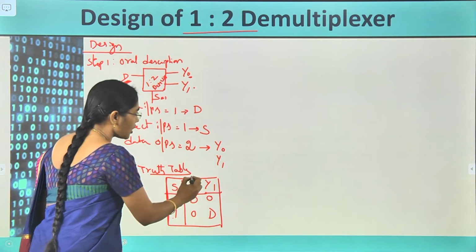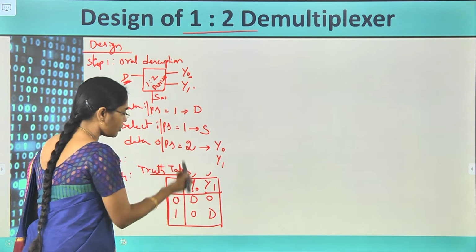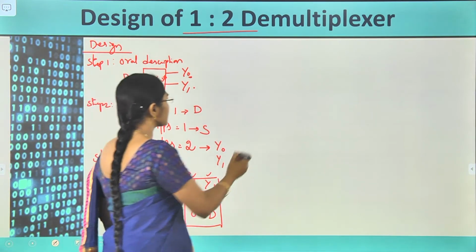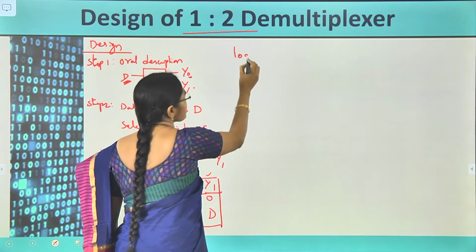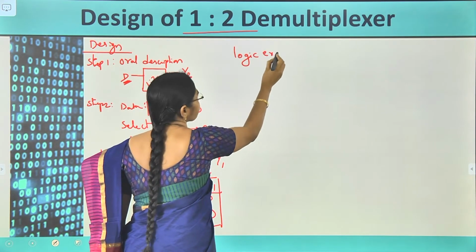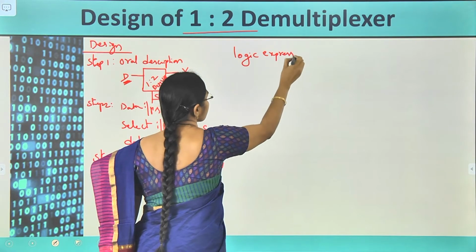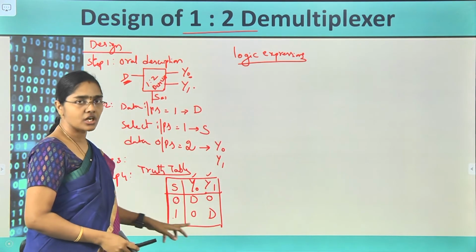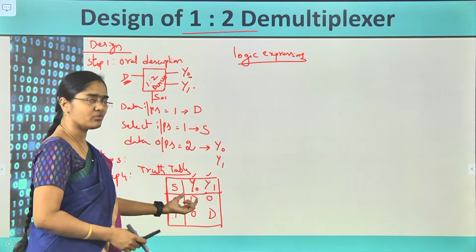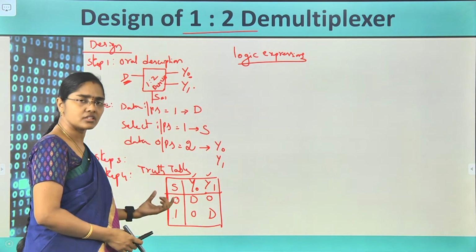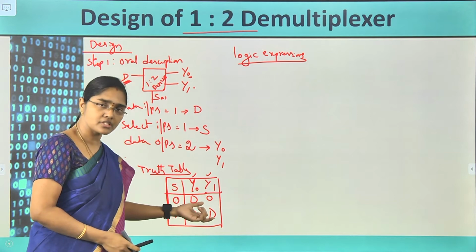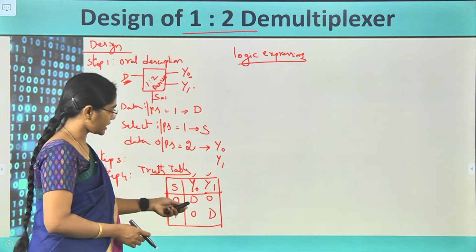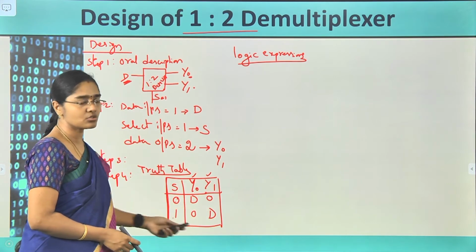Now, the two output signals, depending upon the S value, the input is passed. Write the logic expressions from this. Here simplification is not required, because only one input signal is passed to one output signal at a time. So simplification is not possible. Directly write the expressions by seeing the truth table.